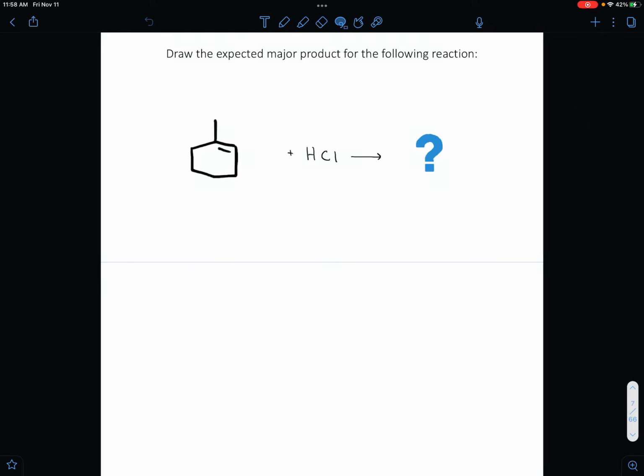So this is a synthesis problem, which means you don't have to draw the whole mechanism, though you do have to know how the mechanism works in order to predict the products. So all you really have to do is to draw the major product. And so when you do that, you are really thinking about two things. What are you adding? And where are you adding it? You might also think about how you're adding it, in terms of what direction the atom, the nucleophile, is going to add on to this molecule.